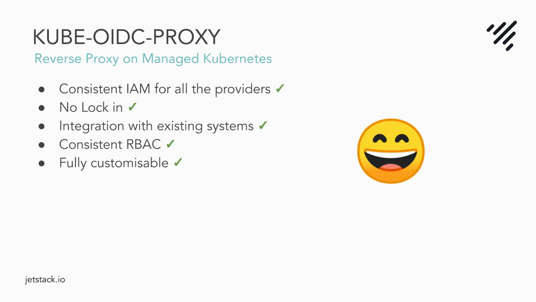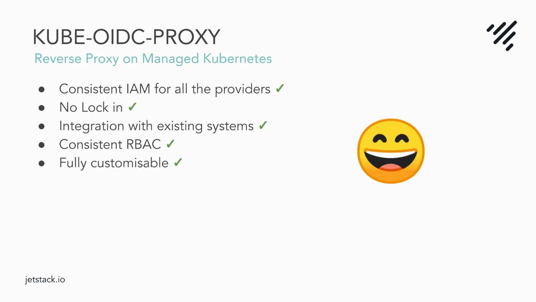So what does this mean? It ticks all the boxes with the problems we were having before, right? We have consistent IAM for all our providers. We control the identity that we're bringing to the cluster. Therefore, we can make it consistent across all our clusters and all our clouds. We have no more lock-in by virtue of the fact that we control the identity.